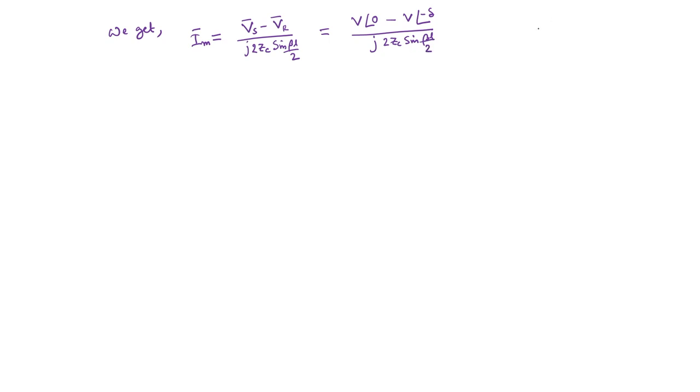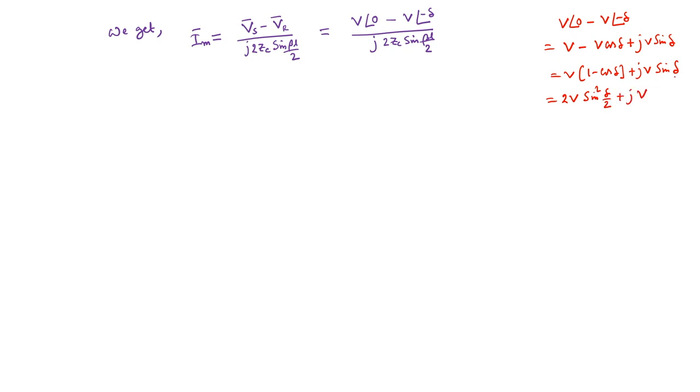Similarly, let us evaluate the numerator again. We can write V at an angle 0 minus V at an angle minus delta is equal to V minus V cos delta plus j V sin delta. So this is V times 1 minus cos delta plus j V sin delta. Now 1 minus cos delta is equal to 2 sin square delta by 2, and we can split sin delta as 2 sin delta by 2 cos delta by 2. If we take 2 V outside and also sin delta by 2 outside, we get sin delta by 2 plus j cos delta by 2.